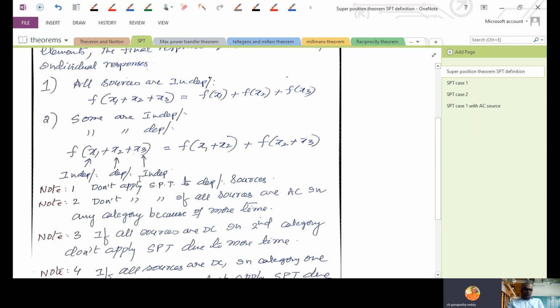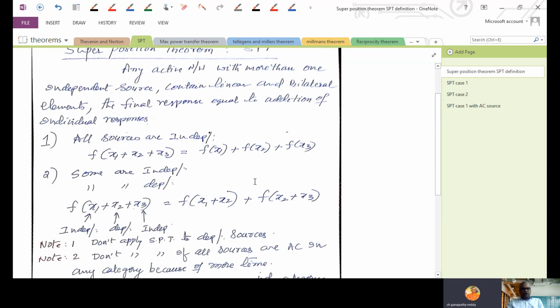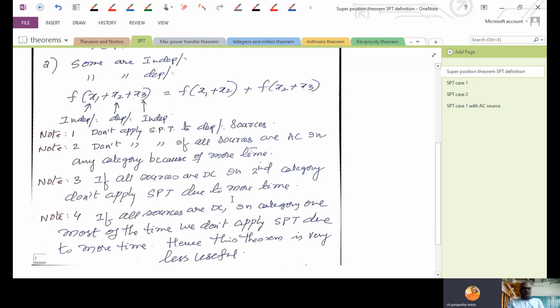All dependent is of no use. If all are dependent, it is a passive network and anyway we don't get any response. Therefore, only these two categories are possible. These notes are important. Don't apply the superposition theorem to dependent sources. We apply it only to independent sources.